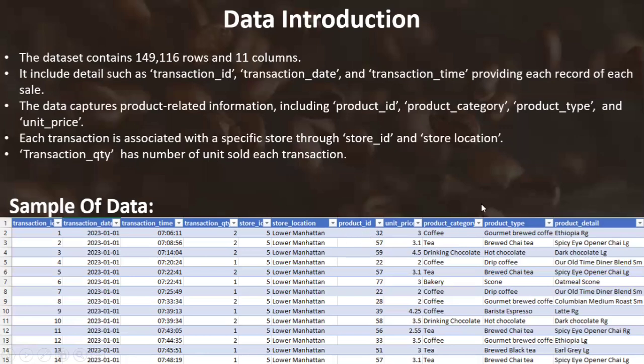Product ID here refers to the product type. Each and every unique product type contains a product ID. For example, 32 is for gourmet brewed coffee, and 57 is for brewed chai tea. Like here, 57, 57. And we have the unit price for a product, and we have the product category. This coffee category consists of product types like gourmet brewed coffee, and coffee here consists of drip coffee and different types of products. And if you want to go in depth about understanding the product, we can refer to this column, which is product detail.